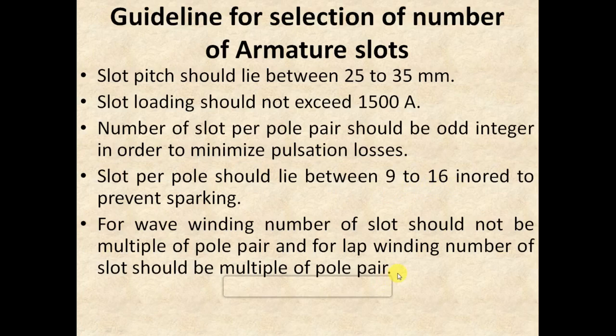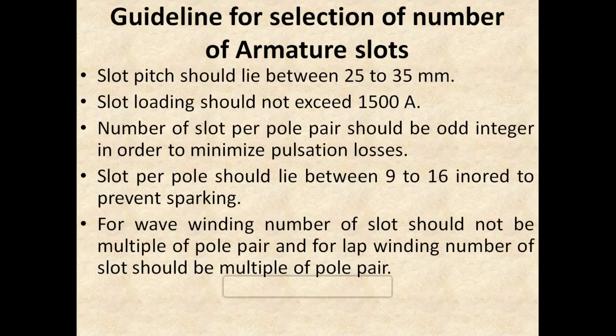Another important point which must be noted is that in the case of lap winding, the number of slots should be a multiple of pole pair, whereas in the case of wave winding, the number of slots should not be a multiple of pole pair. So these are the guidelines which will affect the selection of the number of armature slots.